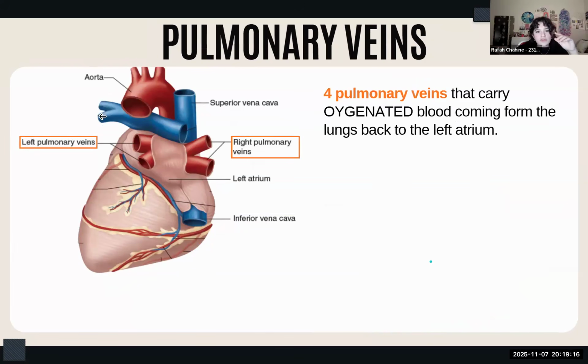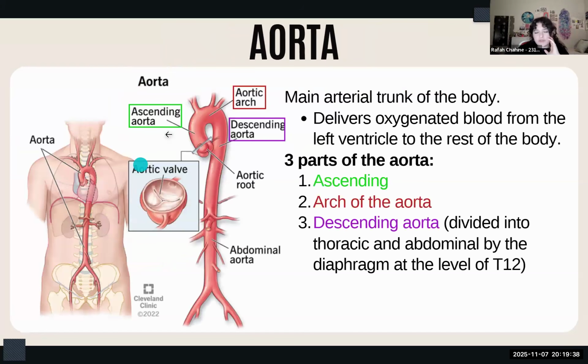And then we also have the pulmonary veins. This is again a posterior view. Pulmonary veins carry oxygenated blood coming from the lungs back into which atrium? Left. Awesome. Okay, and we move on to the aorta.